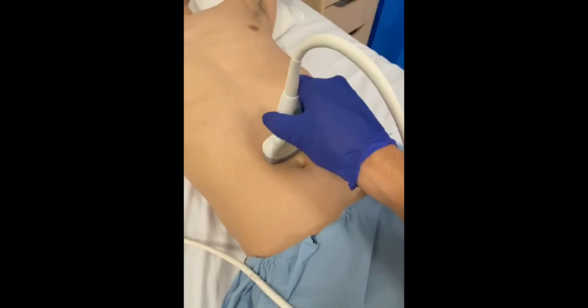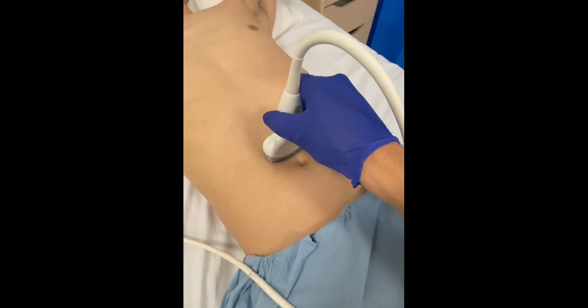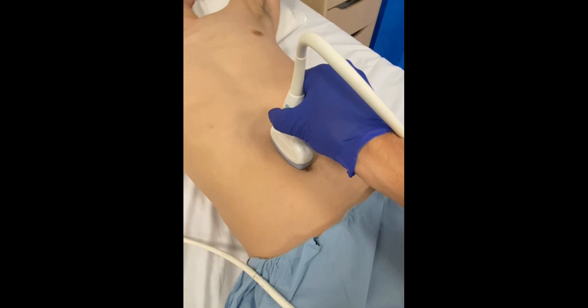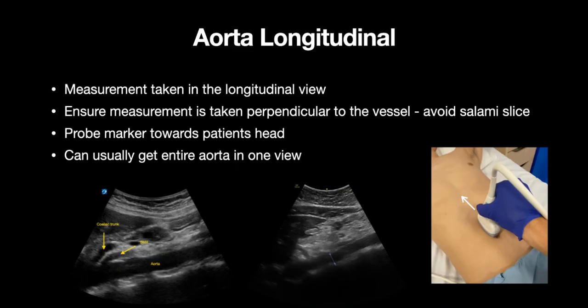So we've taken the 4 transverse views that we need. How do we get the longitudinal view? Well, we just rotate the probe 90 degrees clockwise from where we had it in the transverse view so that the marker faces towards the patient's head. So once we've done that, we need to take one measurement in the longitudinal view. Usually, unless the vessel is extremely tortuous, you can usually get the whole of the aorta length in one view, but sometimes you might need 2 or maybe even 3 views of this.